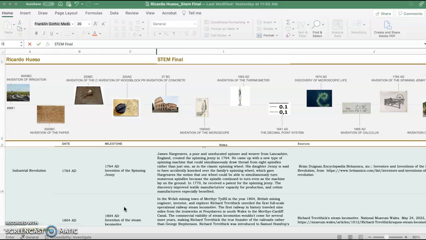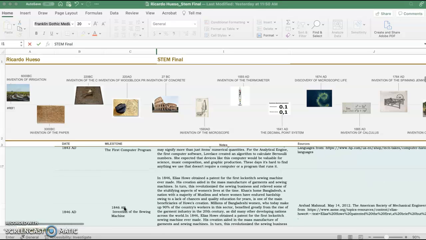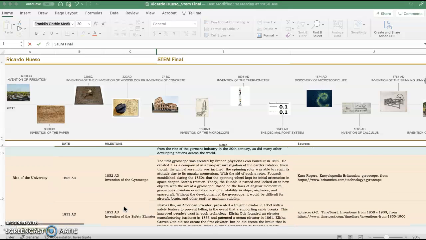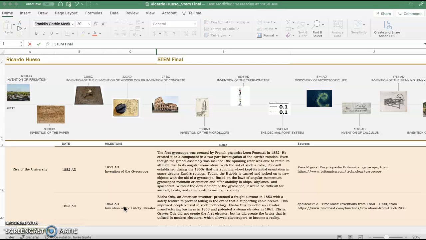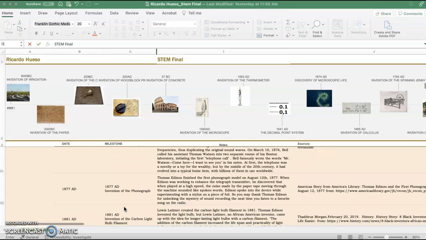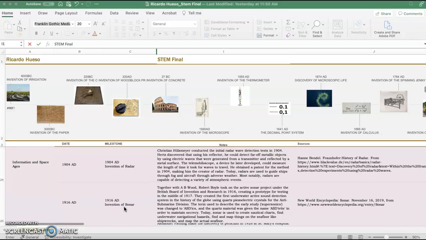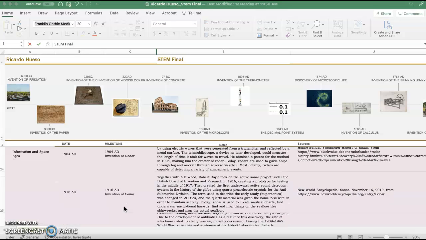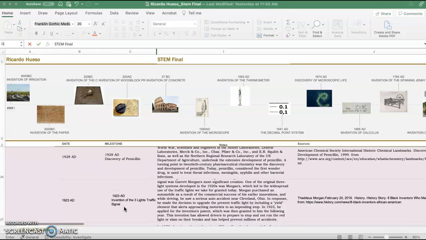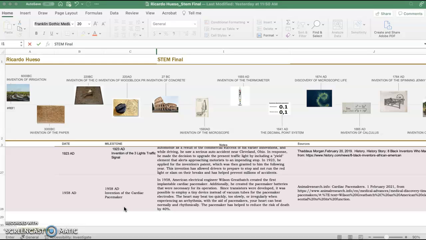After that, we'll move forward to the Industrial Revolution. The inventions and discoveries that I chose for that era are the spinning jenny, the steam locomotive, the typewriter, the first computer program, and the invention of the sewing machine. Moving forward, we'll go to the rise of the university, where I selected the invention of the gyroscope, the safety elevator, the telephone, the phonograph, and last, the invention of the carbon light bulb filament. And the last era we will go over is the information and space ages, where I selected the invention of the radar, sonar, discovery of penicillin, the invention of the 3-light traffic signal, and last, the invention of the cardiac pacemaker.